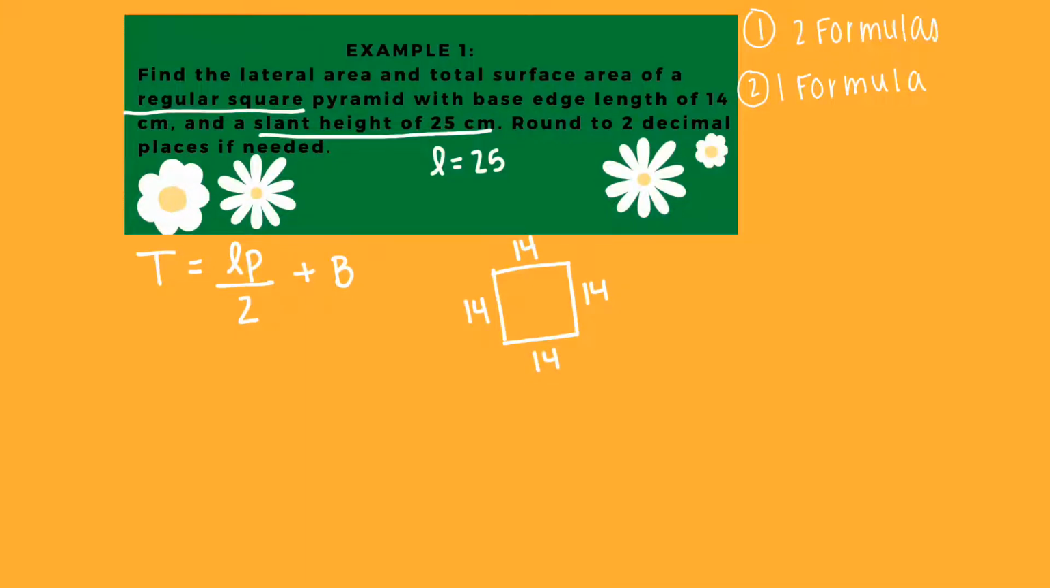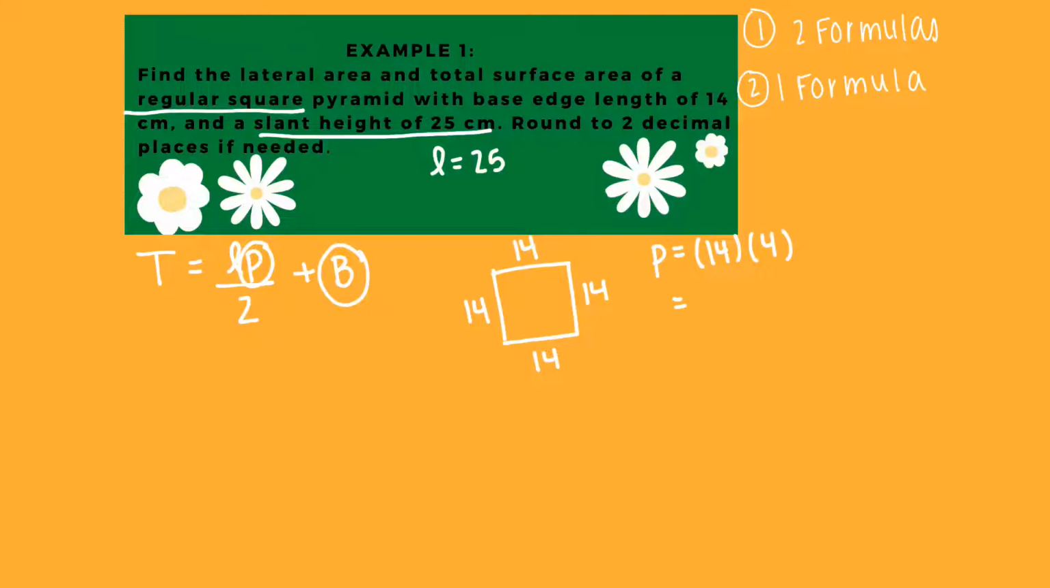So for this formula, I need two things. I still need the P, which is the perimeter of the base, and then I need the capital B, which is the area of the base. So I'm first going to look at P, the perimeter. Remember, this is a regular shape, so I can take the side length and multiply it by the number of sides, which is 4. So when I do this, I have 14, which is our side length, times 4, the number of sides.